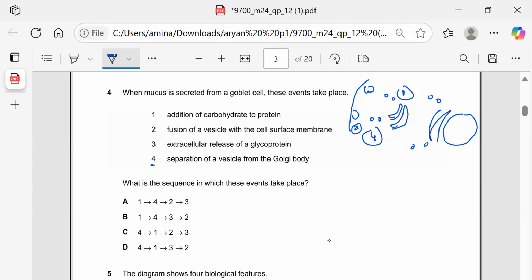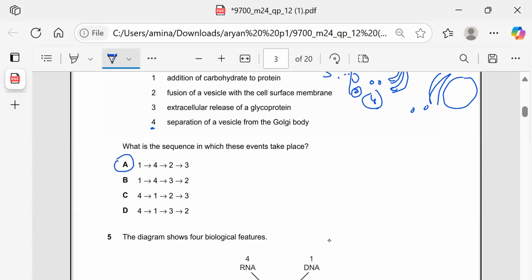And then finally, separation. Yes, fusion of the vesicle with the cell surface membrane, which is 2, and finally the extracellular release of glycoprotein, which is 3. So if you look at the sequence, I'm finding 1, and then 4, and then 2, and finally 3. So my answer is going to be A. I'm going further ahead.